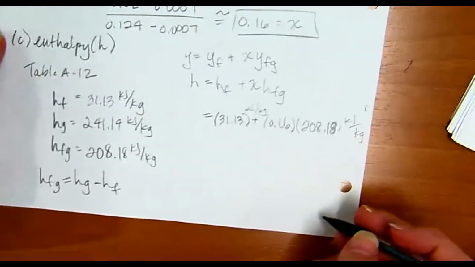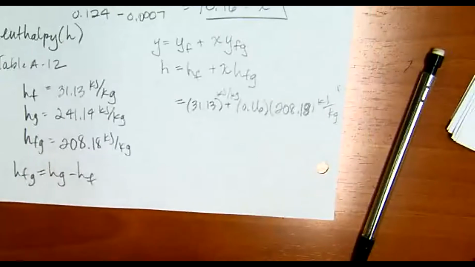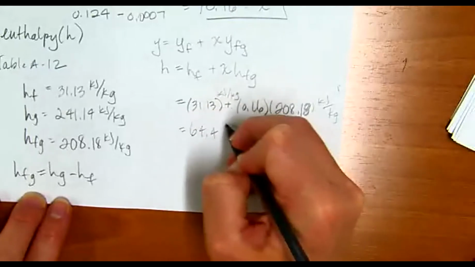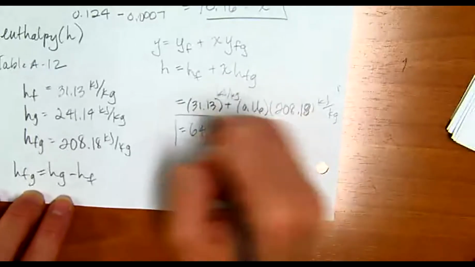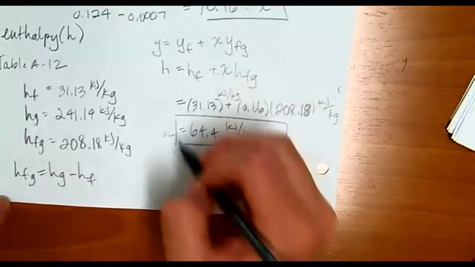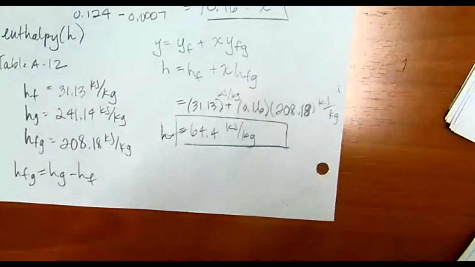All right. So plugging this in, I think we get 64.4 kilojoules per kilogram as our enthalpy. All right.